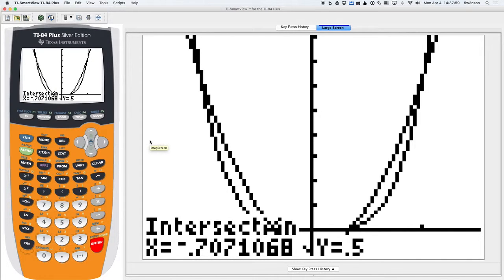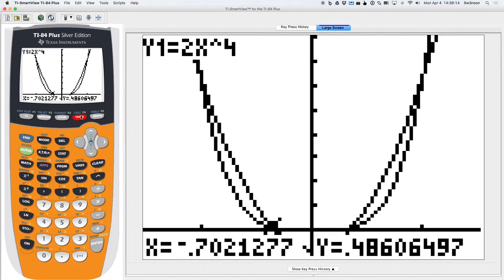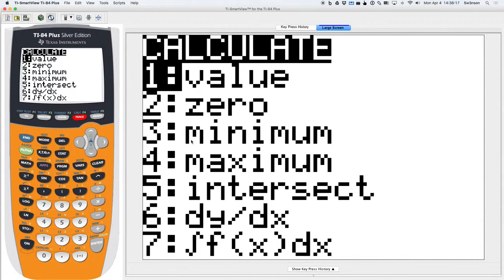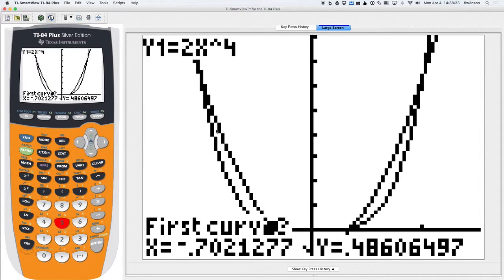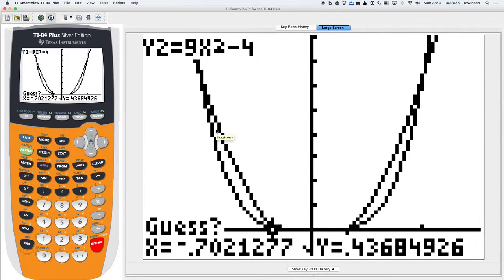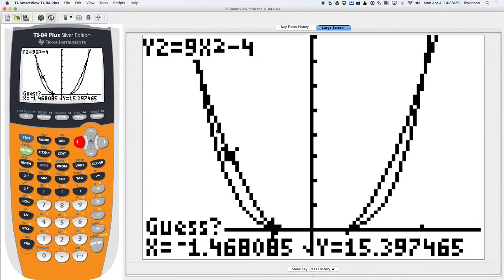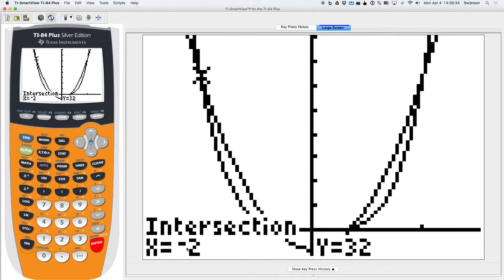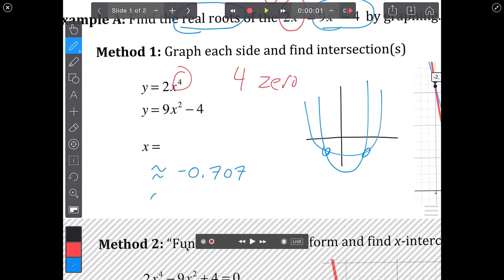So I'll repeat this one more time and then finish up the rest fast. So I go second calc. I'm going to hit 5 for the intersection. Try that again. Second calc. And hit 5 for the intersection. Okay, now my first curve is already done. My second curve, I'm going to hit enter again. And my guess, this time I'm going to go up higher because I wanted to find out what this one is. And again, we're only looking for the x values here. So I'm hitting enter. When I get to it, oh, look, a -2. So I'm going to come over to here. And I see that my x is approximately -2 as well.